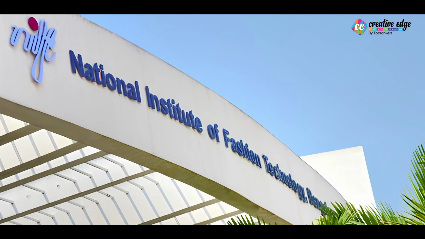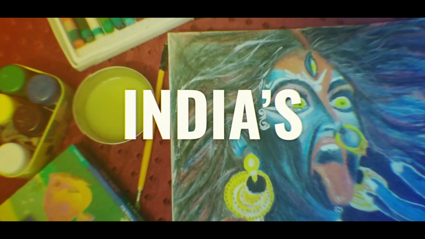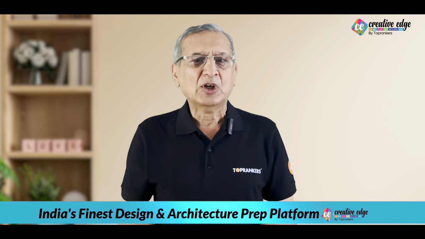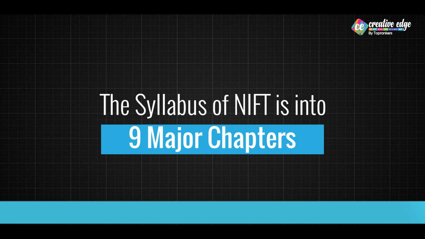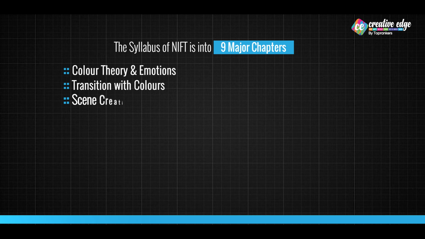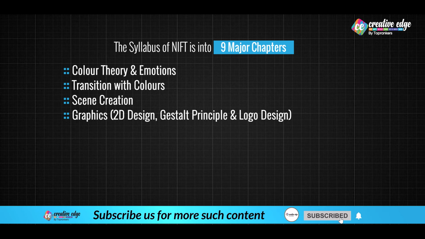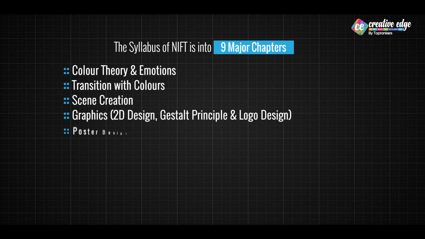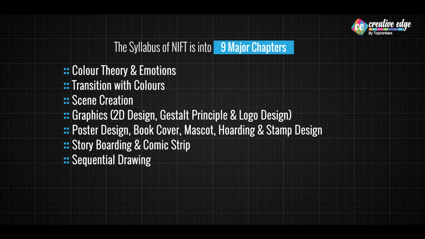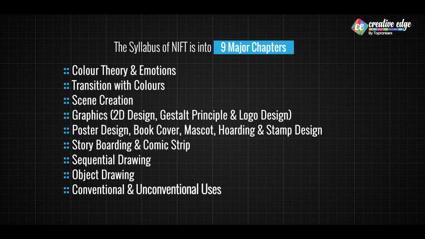Let us go into the details of NIFT. I would like to divide this ever-exhausting syllabus of NIFT into 9 major chapters, namely: 1. color theory and emotions, 2. transition with colors, 3. scene creation, 4. the graphics, which include 2D design, gestalt principle and logo designing, 5. poster designing, book cover designing, mascot, hoarding and stamp designing, 6. storyboarding and comic strip, 7. sequential drawing, 8. object drawings, 9. conventional and unconventional uses. So these are the 9 major chapters.